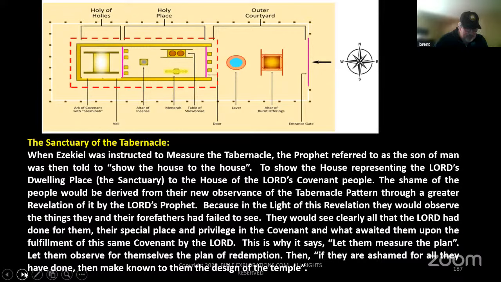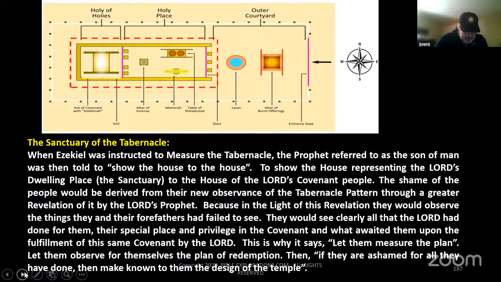When Ezekiel was instructed to measure the tabernacle, the prophet referred to as the Son of Man was then told to show the house to the house, the house representing the Lord's dwelling place, which is the sanctuary, to the house of the Lord's covenant people. The shame of the people would be derived from their new observance of the tabernacle pattern through a greater revelation of it by the Lord's prophet, because in the light of this revelation, they would observe the things that they and their forefathers had failed to see. They would see clearly all that the Lord had done for them, their special place and privilege in the covenant, and what awaited them upon the fulfillment of the same covenant by the Lord.